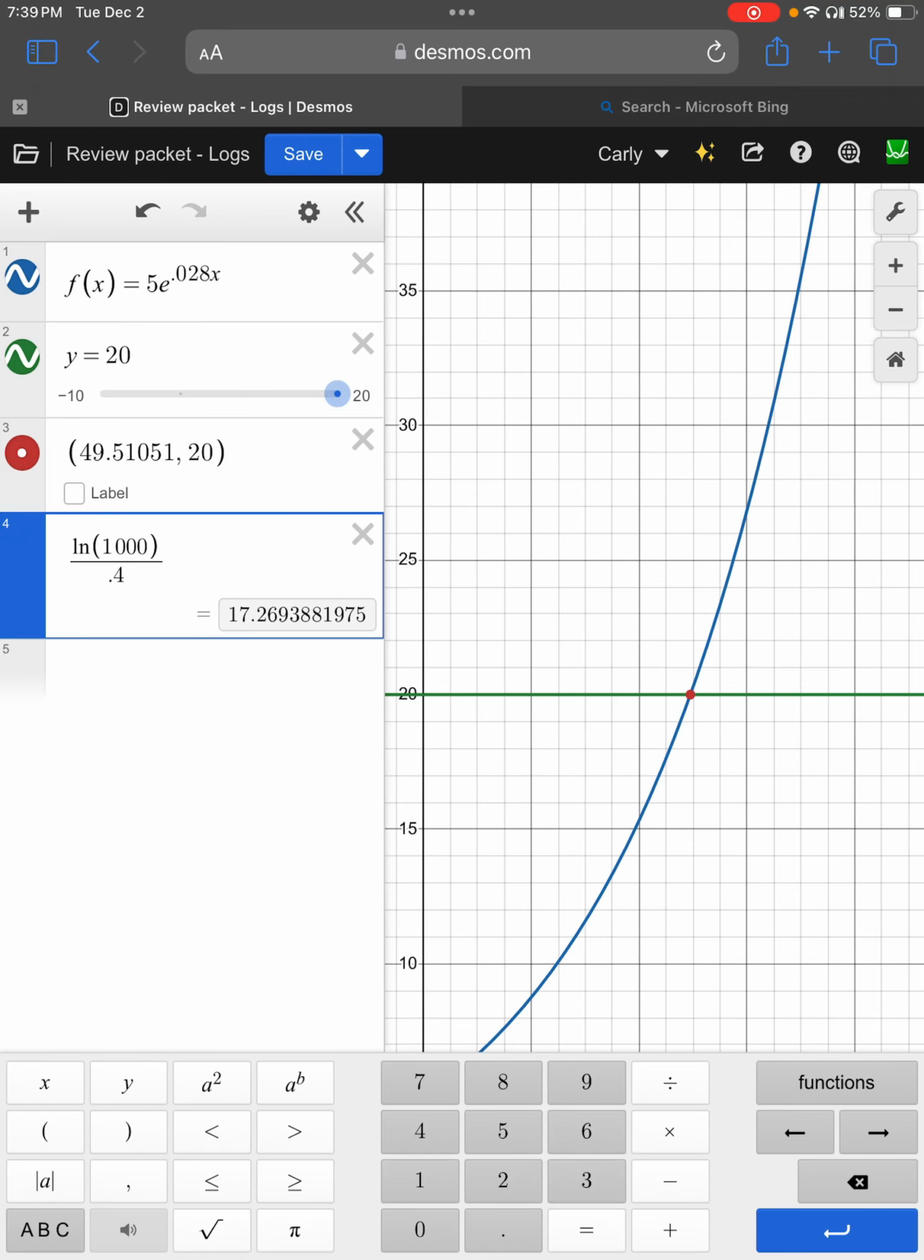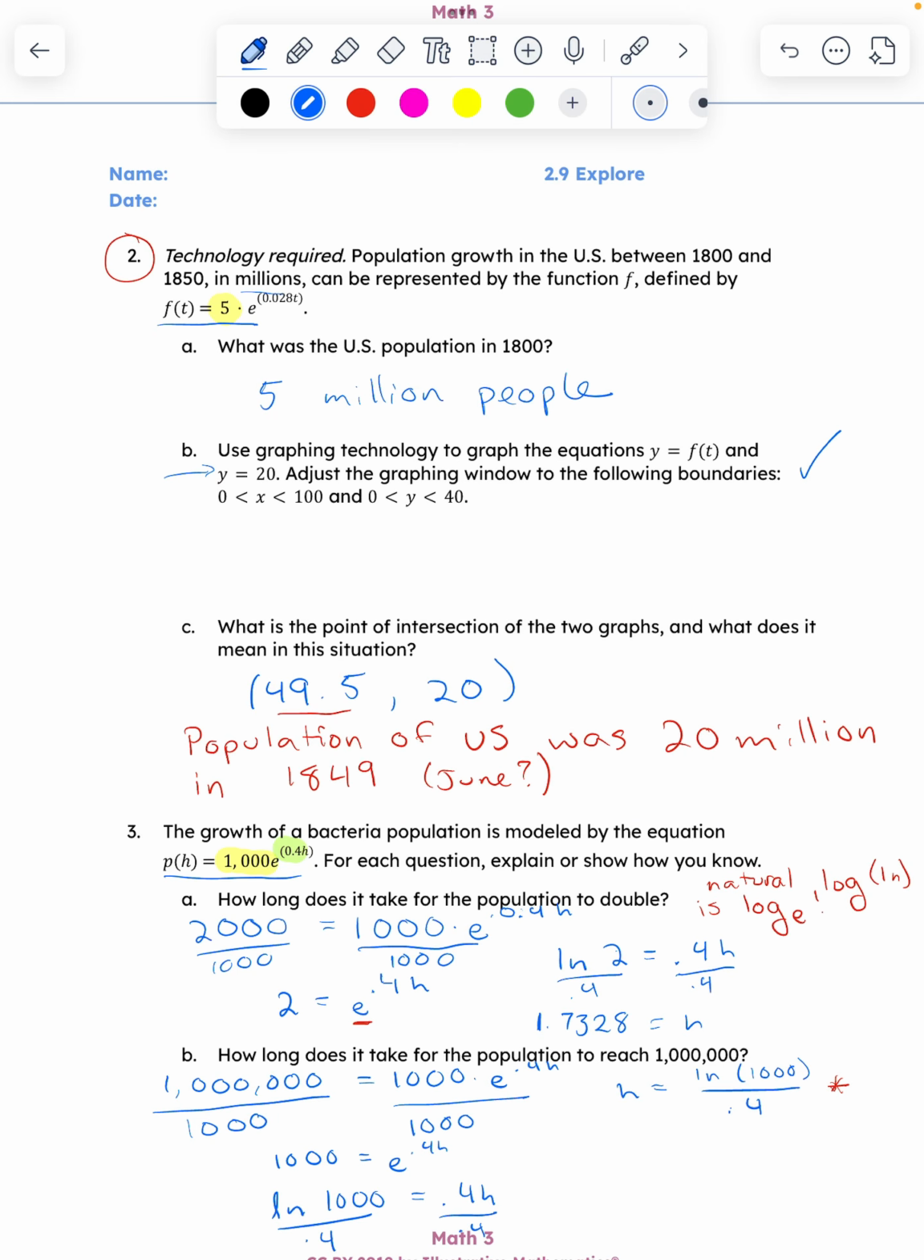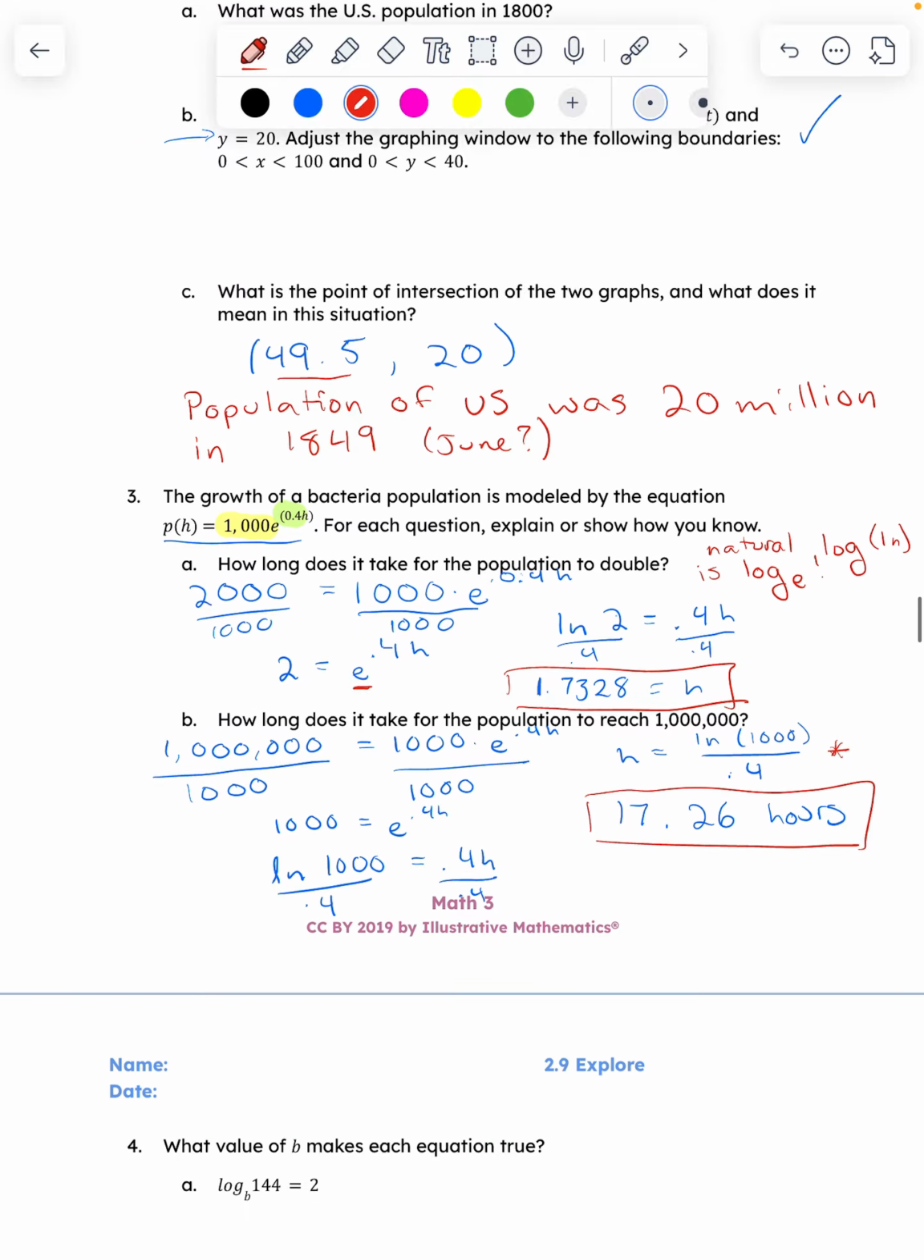Looks like about 17 hours and 15 minutes, or 17.26 hours. Circle that so we have it. So problems like this are not bad. They're pretty much plug in, use what we know about natural logs to solve the equation for a set value that's in our exponent. It's going to get more exciting.